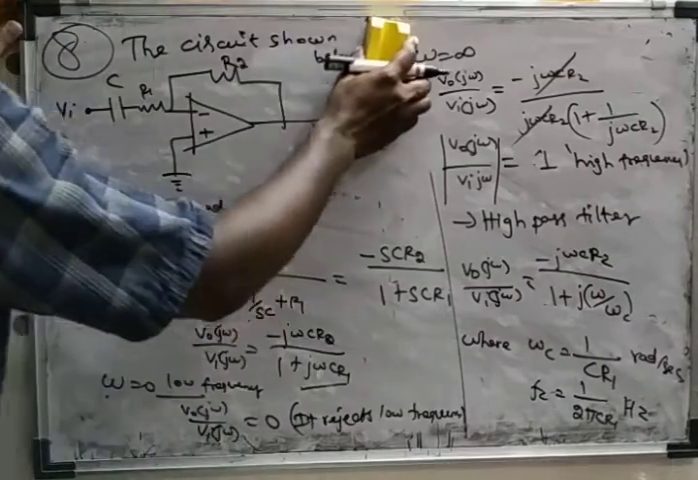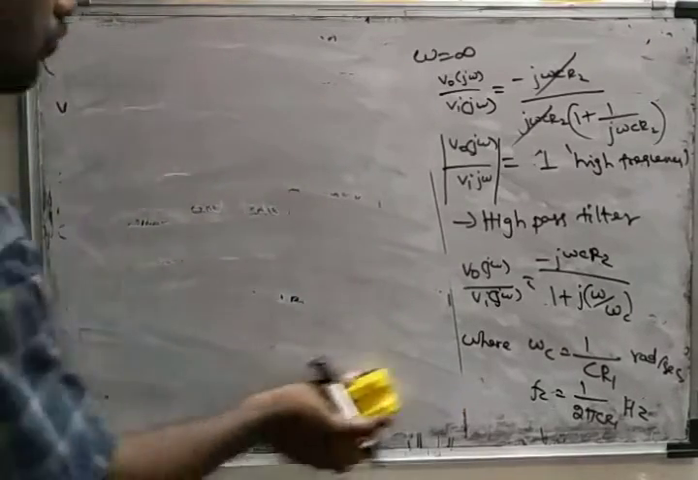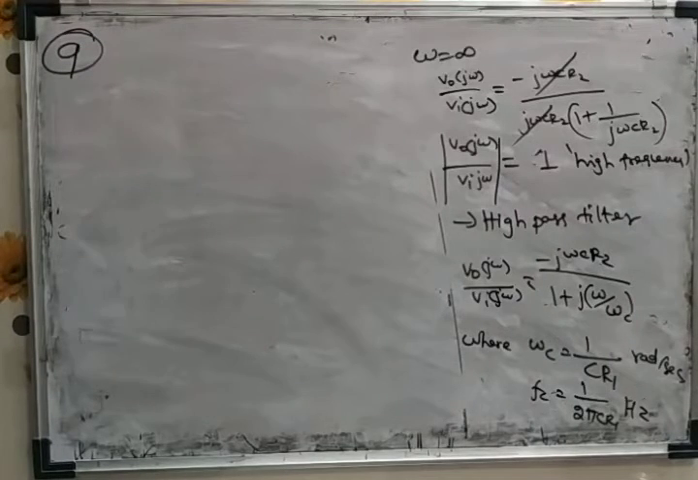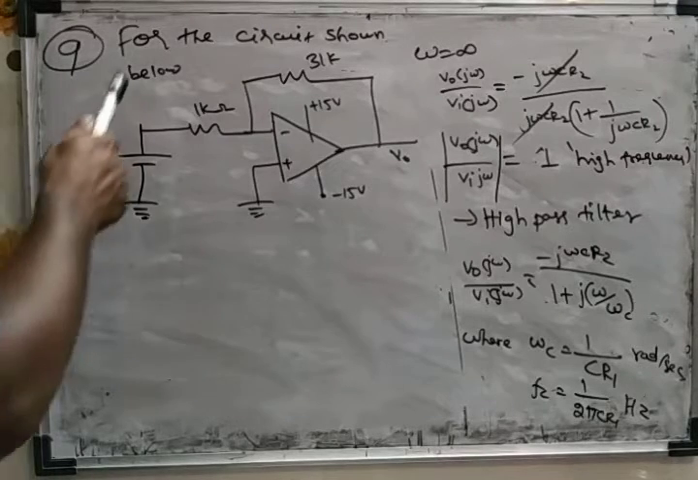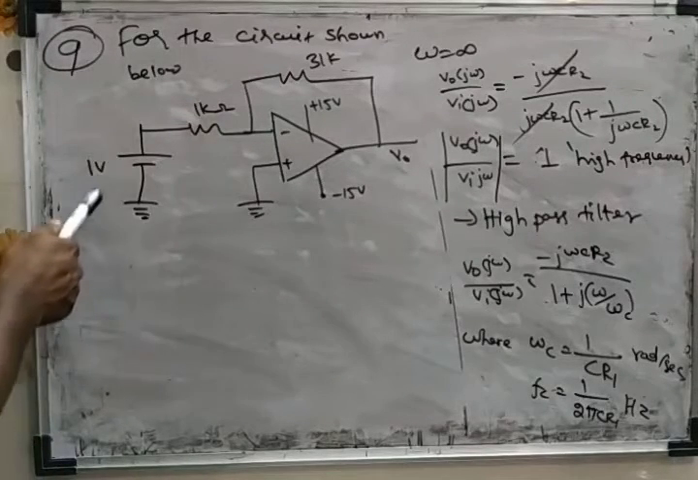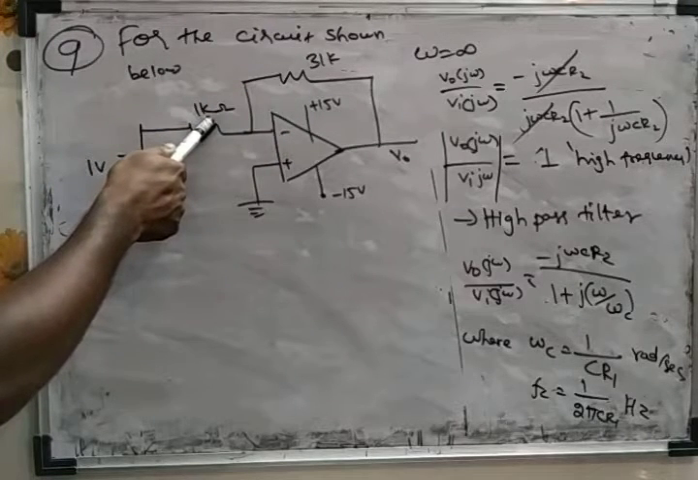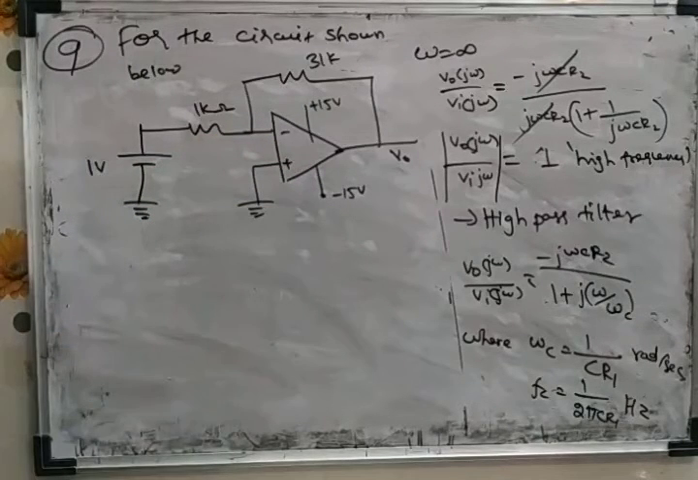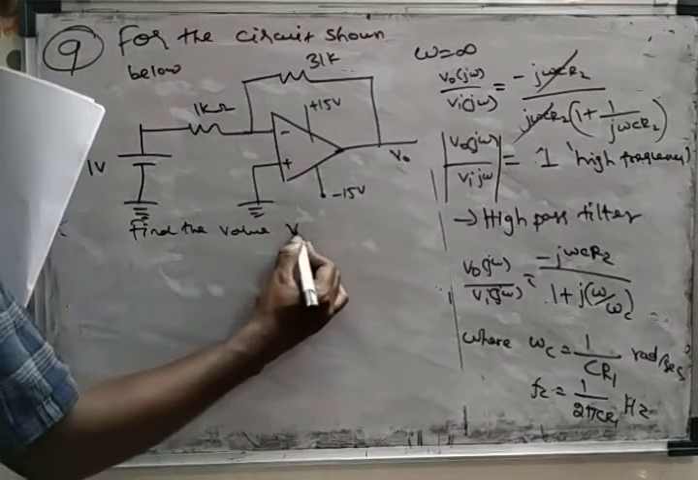So next question. The question is for the circuit shown below. You have 1 volt input, feedback resistance is 31k and input resistance is 1 kilo ohm. Supply voltage is plus 15 volt and here we have minus 15 volt. So find the value of V naught.